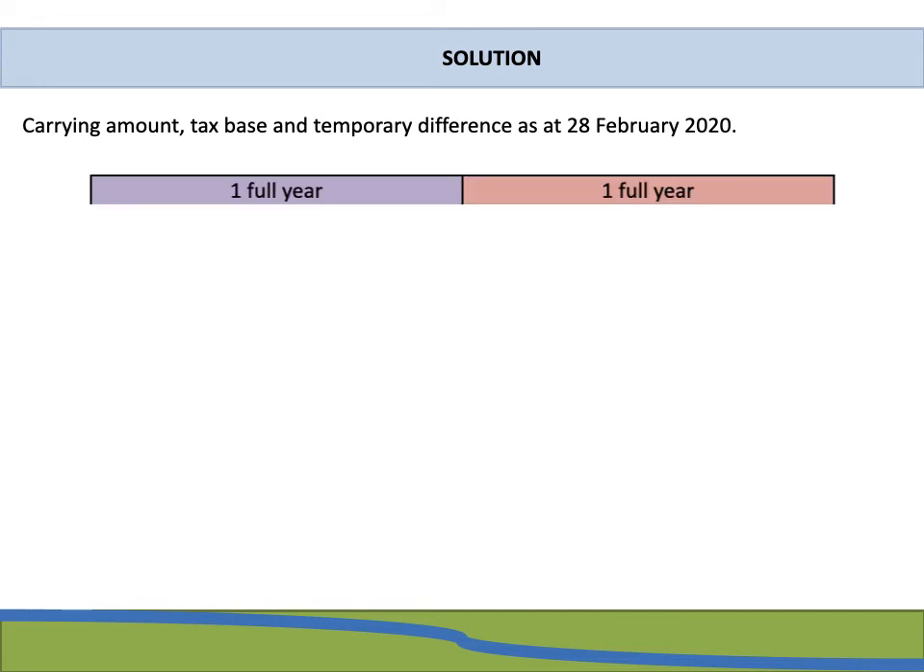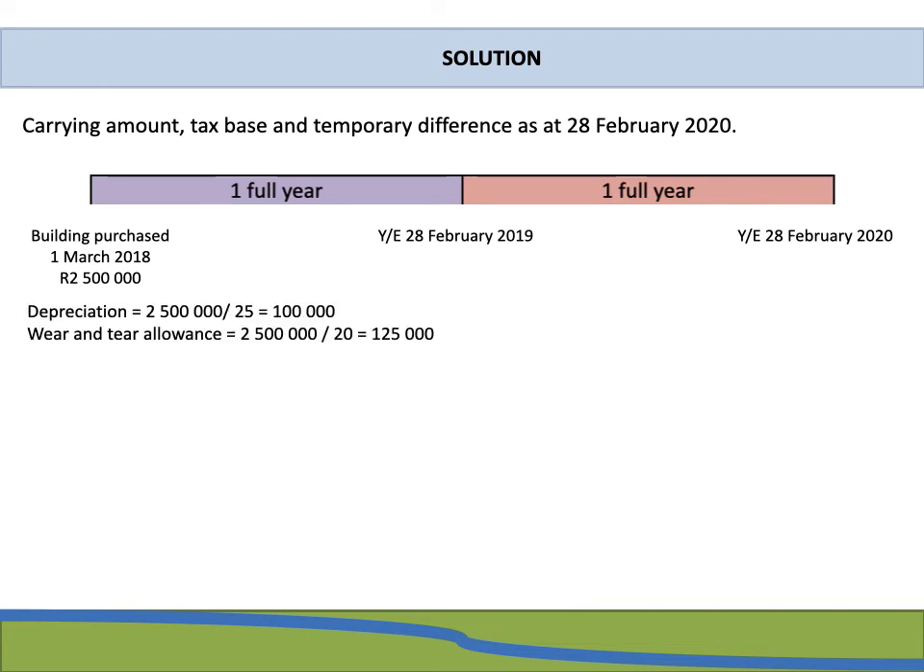Okay, we know that the building was purchased on the 1st of March 2018 for 2.5 million Rand. Then we have a year end at 28 February 2019, but we're not at that current year end. We want the year end for 28 February 2020, so it's another year on. We know that the depreciation per year will be 2.5 million Rand divided by 25 years, which is 100,000 Rand. And our wear and tear allowance will be 2.5 million Rand divided by 20, which makes it 125,000 Rand per year.